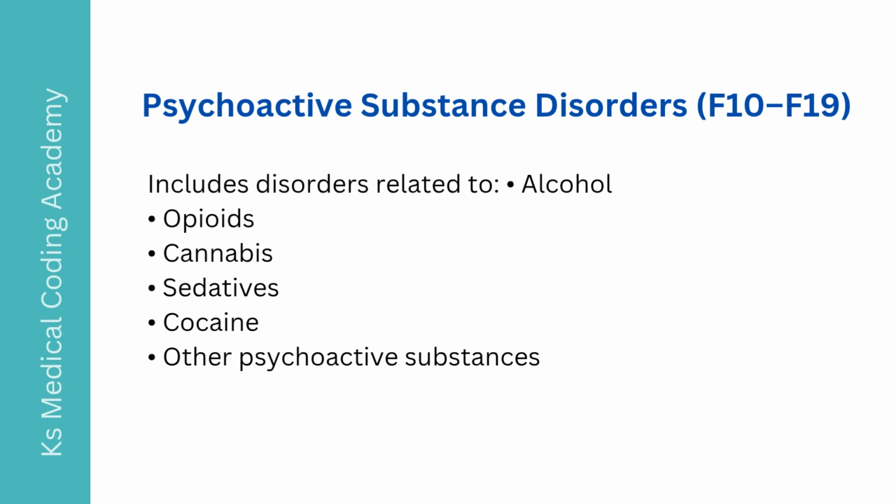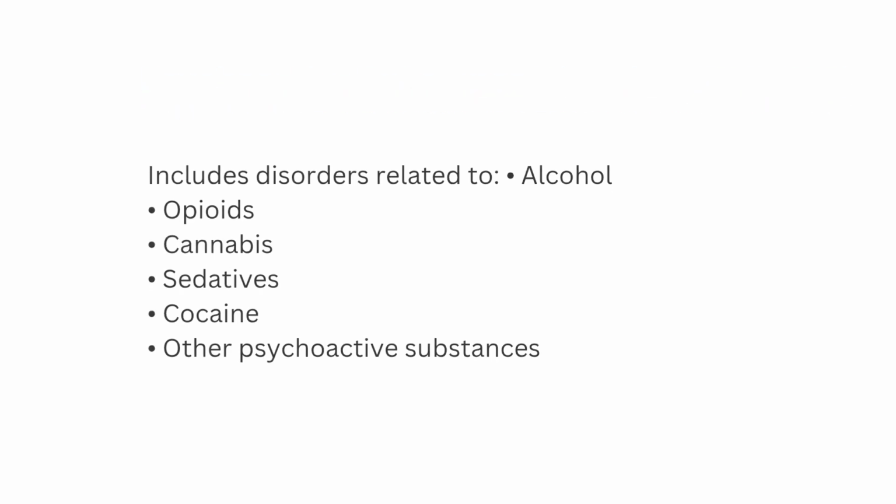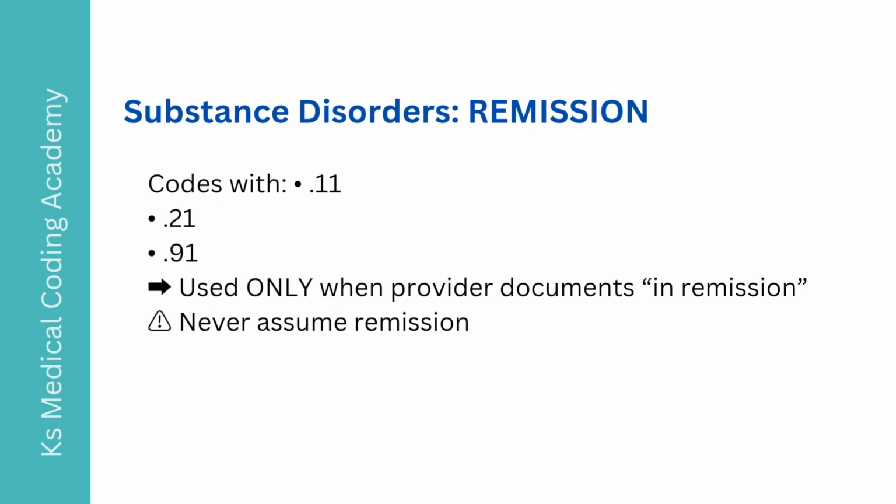Substance-related disorders, F10 through F19. Categories F10 through F19 include disorders related to alcohol, opioids, cannabis, sedatives, cocaine, and other psychoactive substances. Substance use, in remission. Codes that indicate in remission include codes with .11, .21, or .91. These codes are assigned only when the provider documents remission. You must never assume remission.